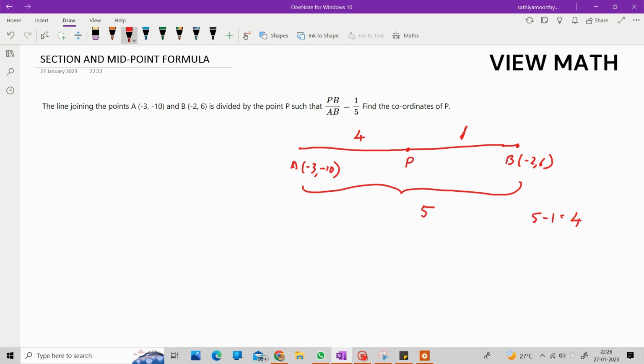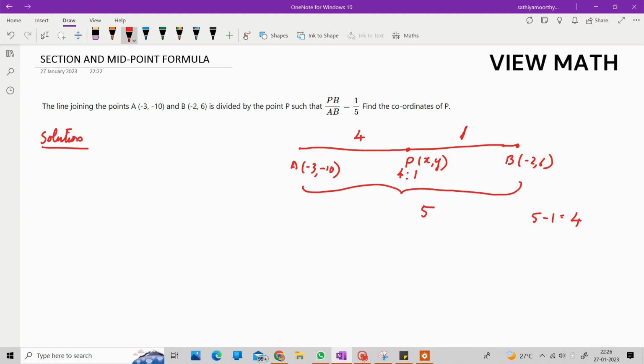So what is the ratio? The point P divides the line AB. The left hand side is 4 and the right hand side is 1. So the point P divides the line segment AB in the ratio 4:1. Now they are asking us to find the coordinate of P. Let me take it as x comma y. Once we find the ratio, we can proceed with the same procedure which we have followed in the previous problems.